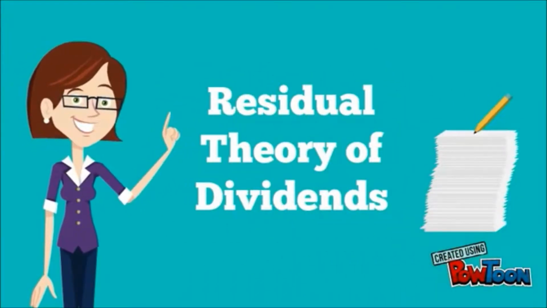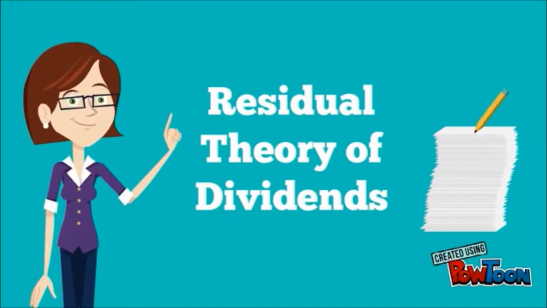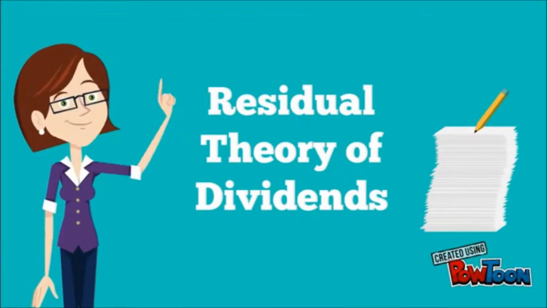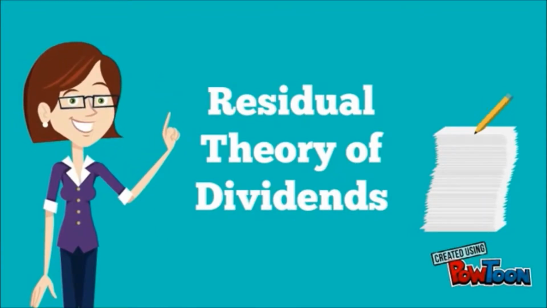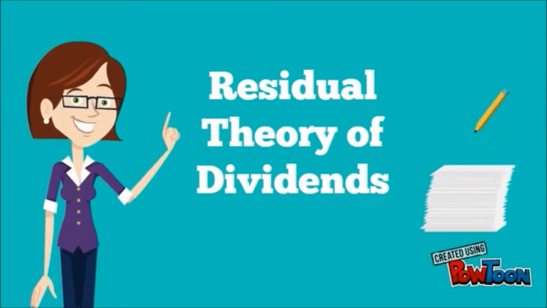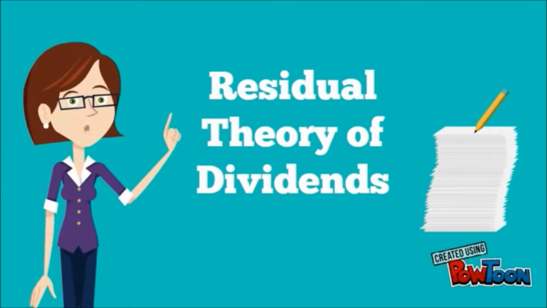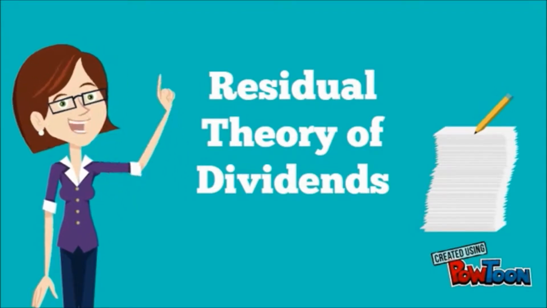Residual theory of dividends. Residual theory says that dividend payments should be viewed as residual, which is the amount left over after all acceptable investment opportunities have been undertaken. There are 3 steps for this approach. Step 1. Determine the optimal level of capital structure, which is we need to know the new financing or investment for the company.